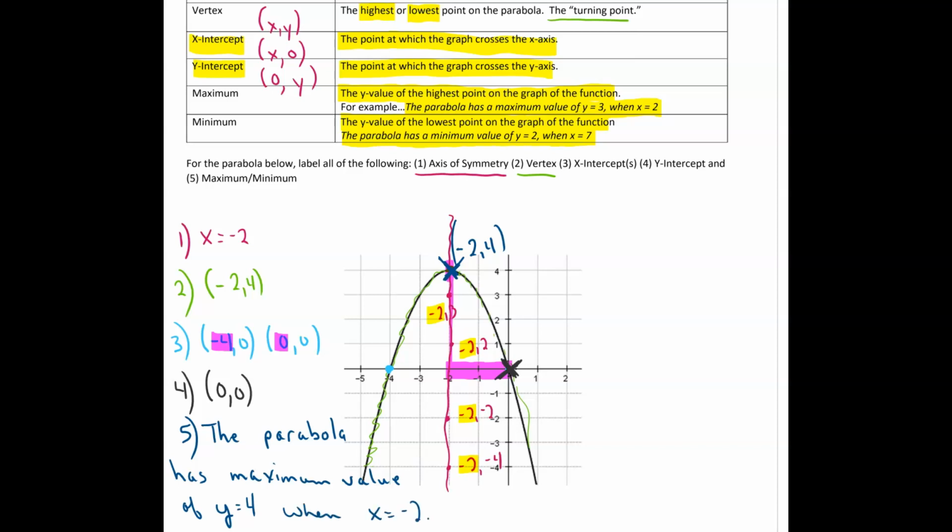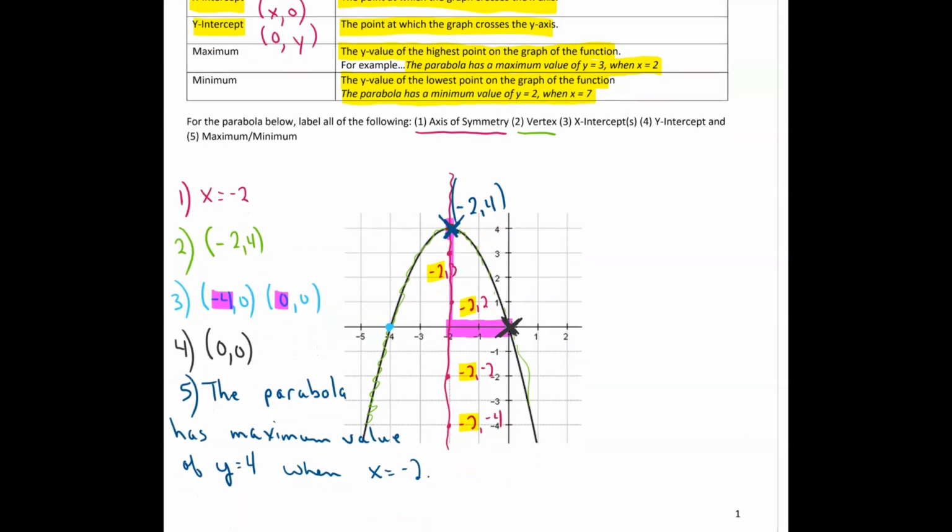Do not write the coordinate. The coordinate is the vertex. What we're looking at is the highest point. So a y value gives the highest or the lowest point, and then us stating the x value, this -2, kind of gives it a more defined location. All right, so let's move on.